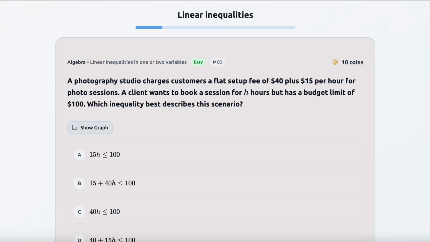If we wanted to write an equation based on this situation, we could write it as 15h, because that's the number of hours, plus 40, right? Because again, every time the number of hours increases by 1, the total cost increases by $15. And then 40, that's our initial startup fee. That's not going to change. Now, if we were writing a linear equation, we would just write y equals 15h plus 40 and we would be done. But we're not writing an equation here, we're writing an inequality.